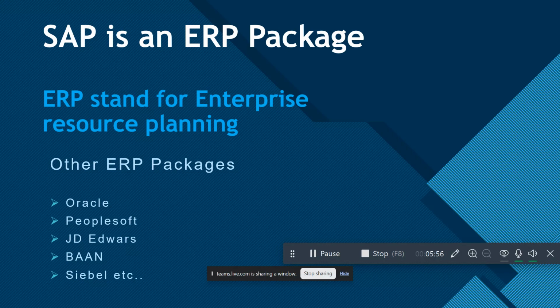ERP package means all the requirements of the company are given in one package. That is called ERP. Under ERP we have multiple technologies. More than 15 technologies are there in the market, like I have given here, you can see in the slide.